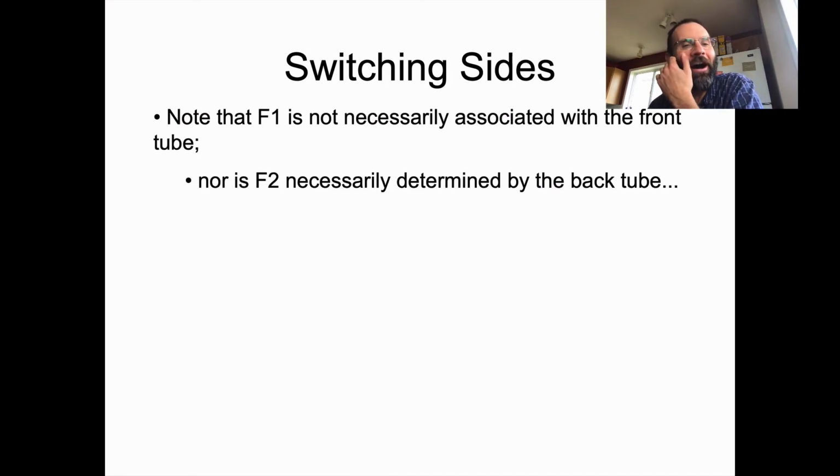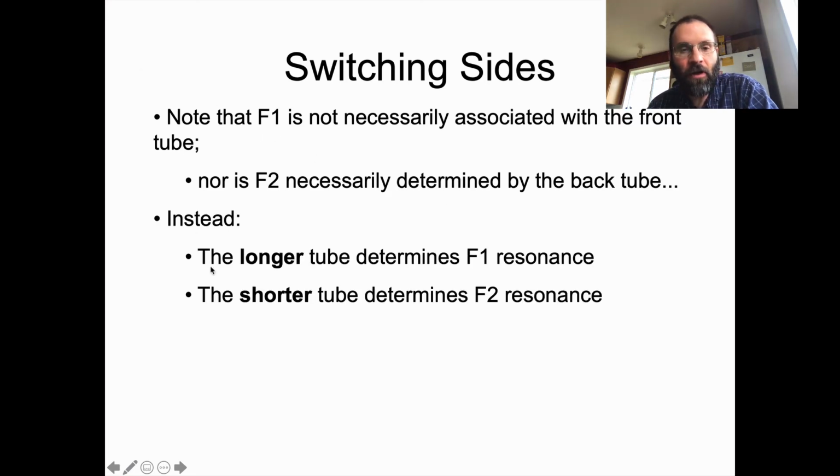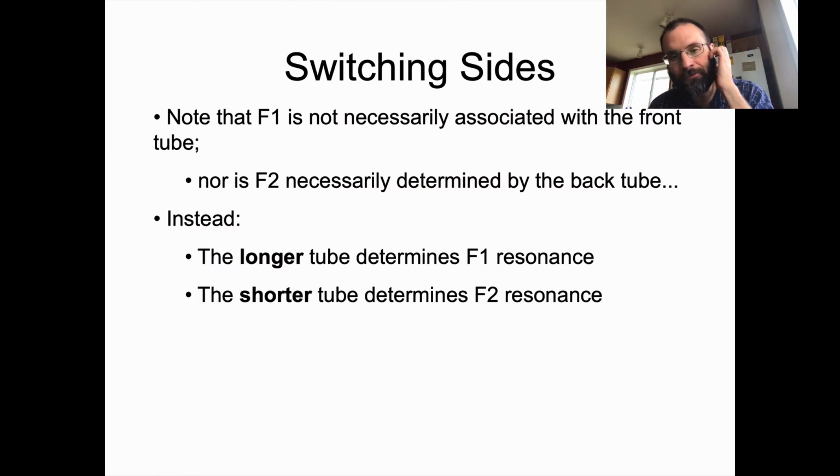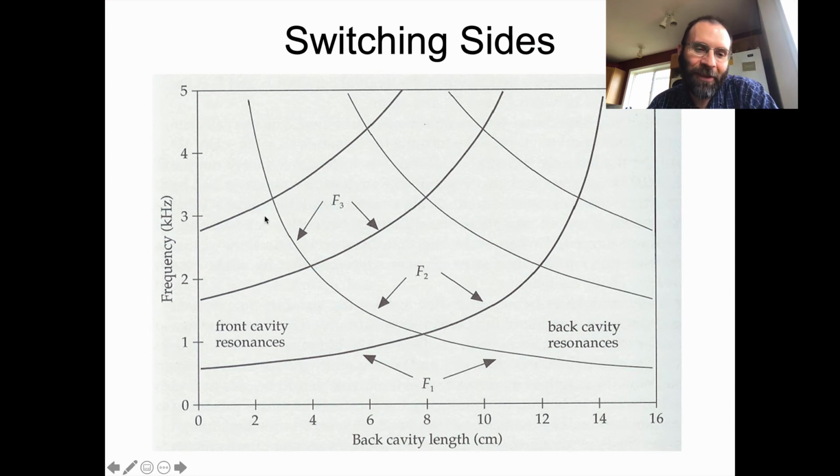Okay, so I will repeat what I said before, though, which I promised you I would repeat, which is that F1 is not necessarily associated with the front tube and F2 is not necessarily associated with the back tube. Instead, the longer tube is going to determine the F1 resonant frequency, and the shorter tube is going to determine the F2 resonant frequency. And this is described, or in theory explained, in the textbook with this graph, which I believe is called a nomogram for some reason I'm not clear on. What's also not super clear is exactly what it's saying.